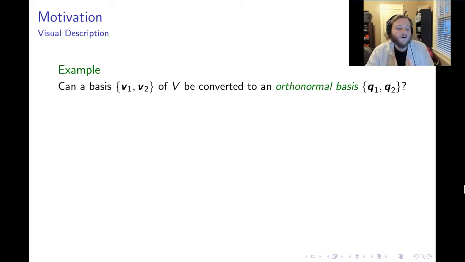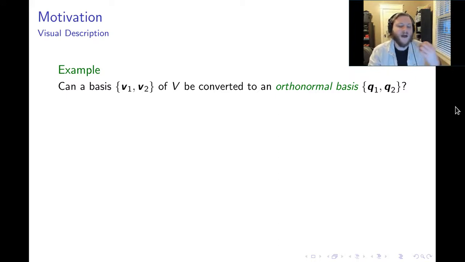So let's say we're in a situation where we have a basis, v1, v2, of a vector space V. For the sake of conversation here, we're assuming that V has dimension 2. The question we're asking is, can this basis be converted to an orthonormal basis, q1, q2? So if you have a basis, maybe that basis is not orthonormal. Is it possible to convert that basis to an orthonormal basis of the same space?